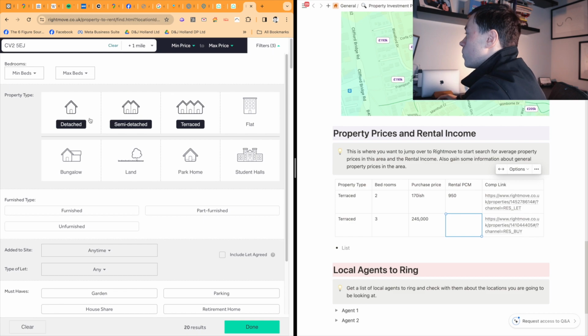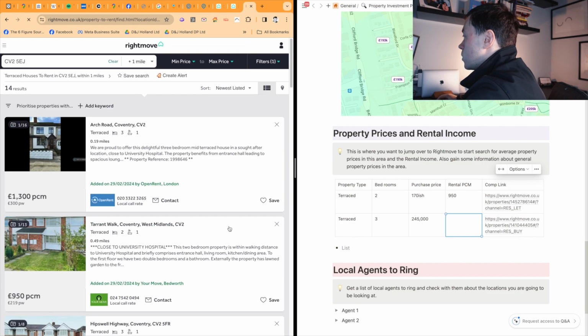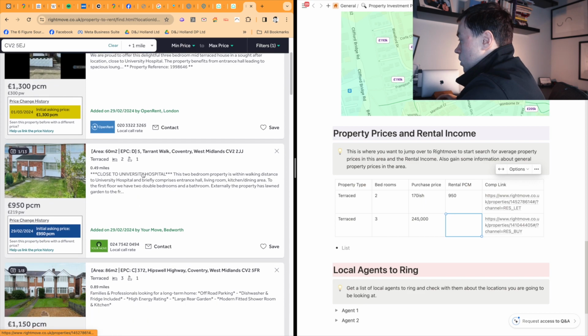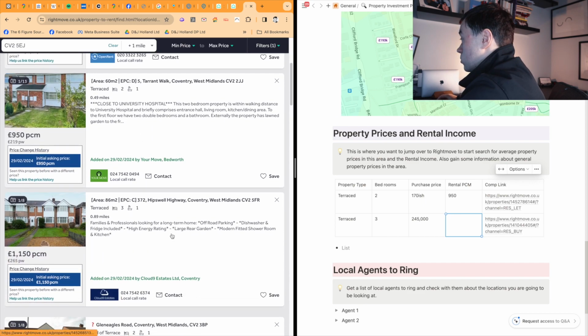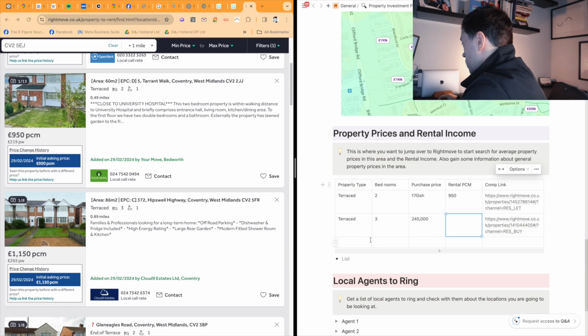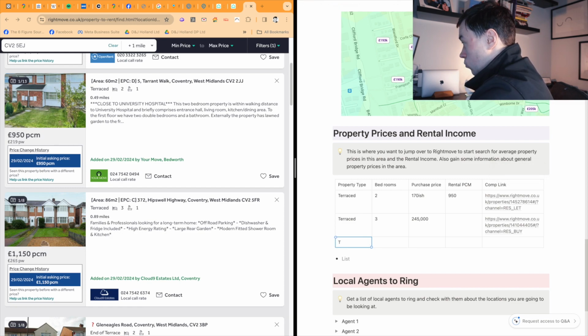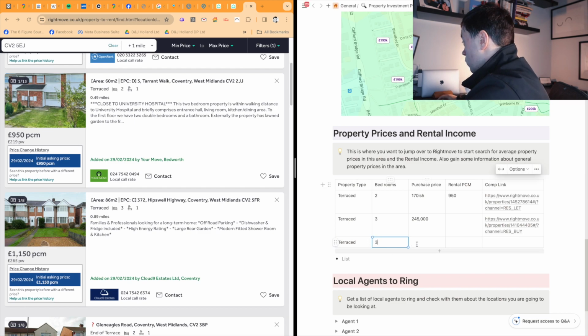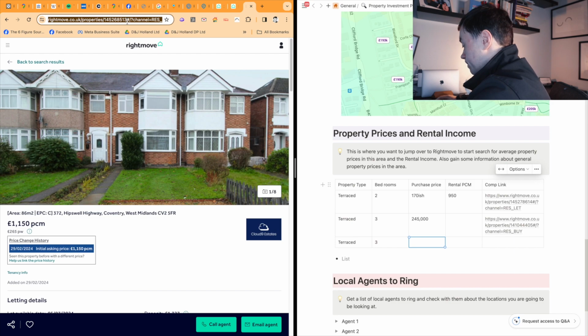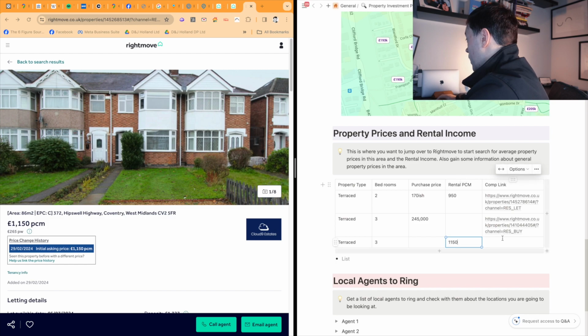Do we have any 3-bed terraces for rent? So we got our terrace one there. Wow. Let's have a look. That is just over £1,000 a month, 1,100 a month, and that is a terraced 3-bed, and that's going to be a similar purchase price around there, I think. But this is a rental comparable. And that is 1,150. So you want to get as many of these as possible.